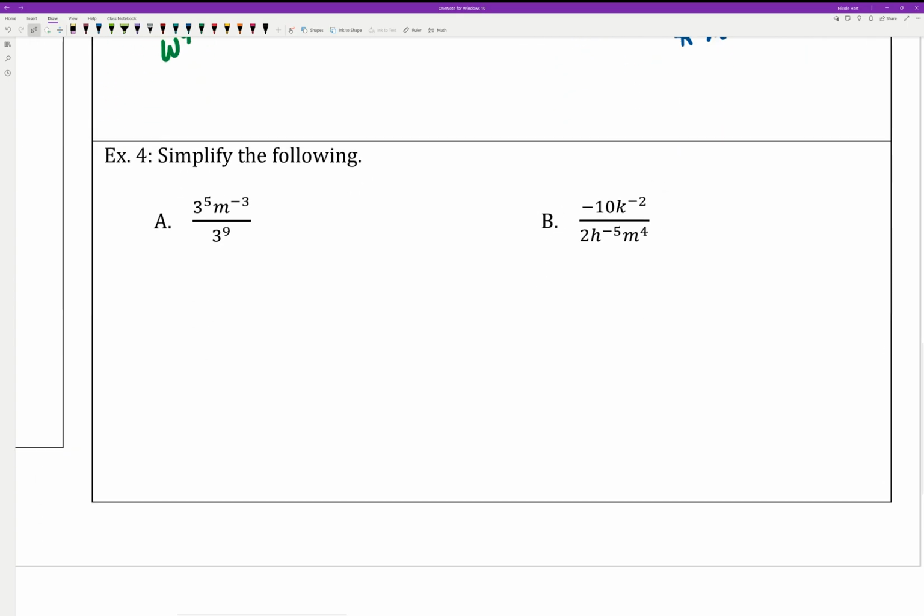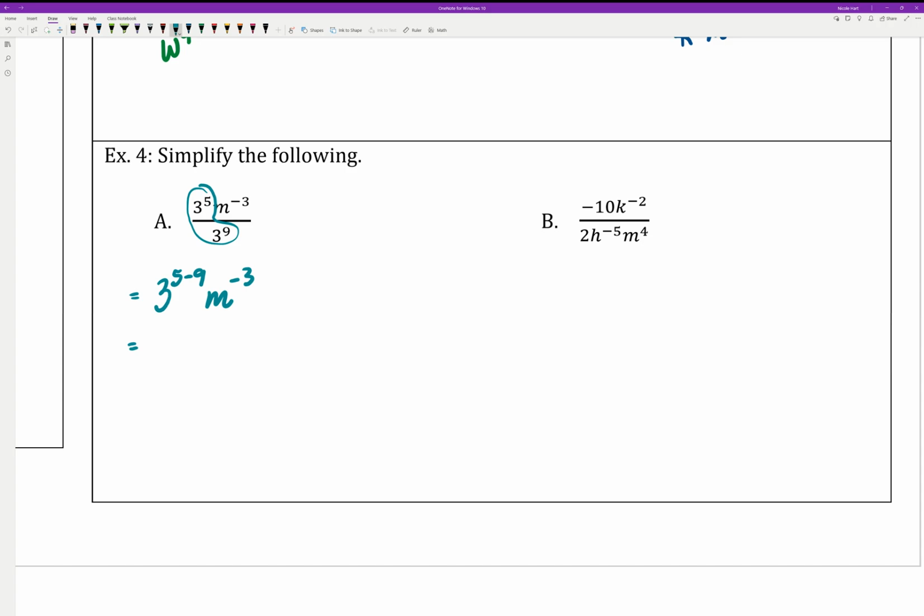These last two might be a little bit more complicated. We have a base of 3 on the top and bottom, and then we have m to the power of negative 3. So first I'm going to deal with the 3's. We have the quotient of powers being used here, so one is on the top, one is on the bottom, so we are going to subtract their exponents. So we have 3 to the power of 5 minus 9, and then m to the power of negative 3.